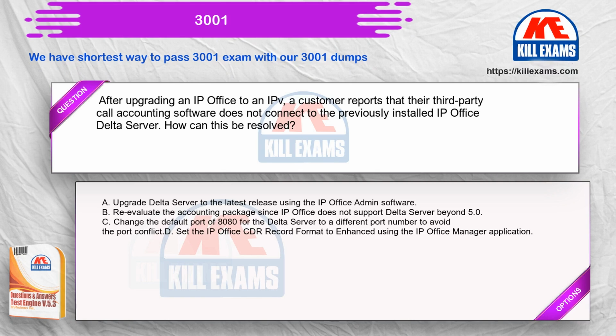Option A. Upgrade Delta server to the latest release using the IP office admin software. Option B. Re-evaluate the accounting package since IP office does not support Delta server beyond 5.0. Option C. Change the default port of 8080 for the Delta server to a different port number to avoid the port conflict. Option D. Set the IP office seed record format to enhanced using the IP office manager application.